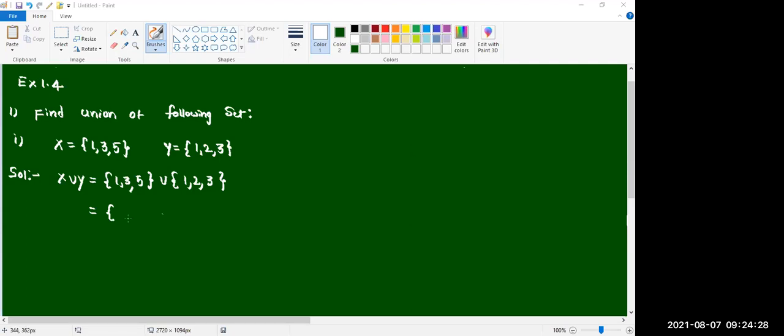So, we should write all the elements in order: 1, 2, 3, 4, 5, 6. Correct or not? Sir, how will 6 come, sir? 4 and 6 are not there, sir. Only 1, 2, 3, and 5. But 3 is there two times, we should consider only one. We should not repeat it. Yes, write down, please.